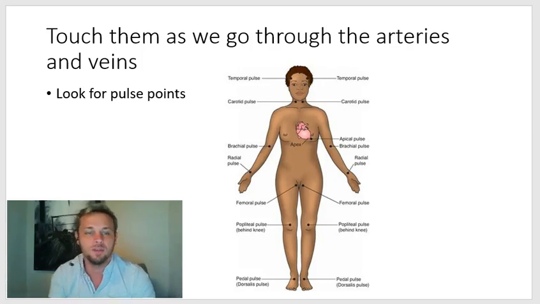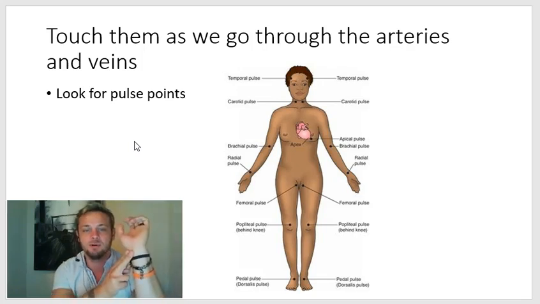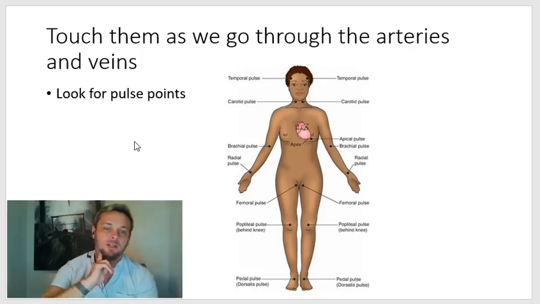As we go through these, I really want you to pay attention for pulse points, so areas where you can feel your heartbeat. Okay? Do you know any pulse points? Just think about it. You can look here, and this woman has them highlighted. One that we typically check is your radial pulse, also your carotid pulse.